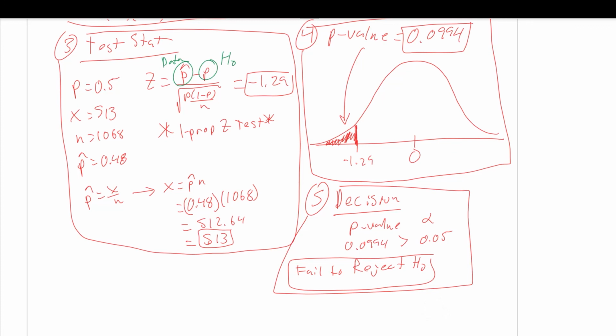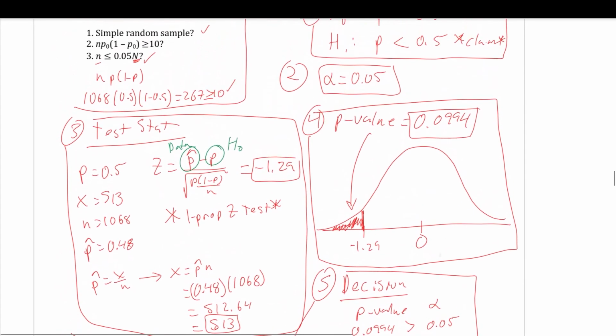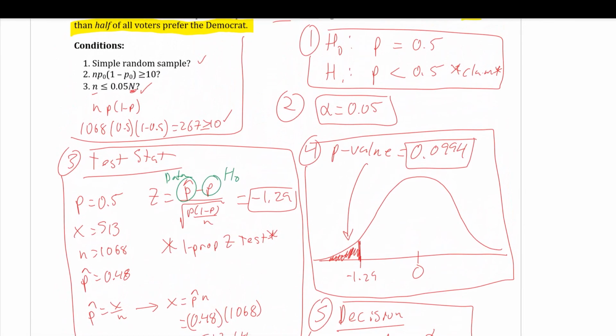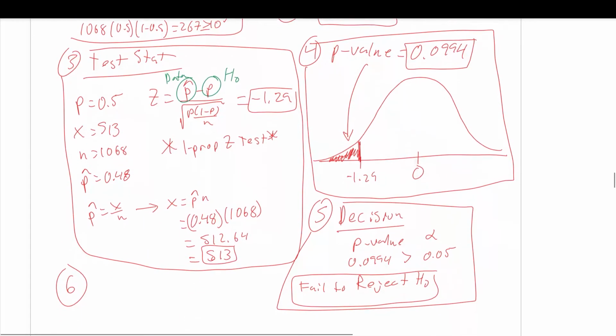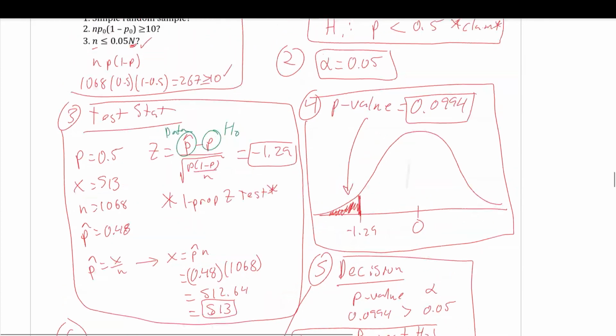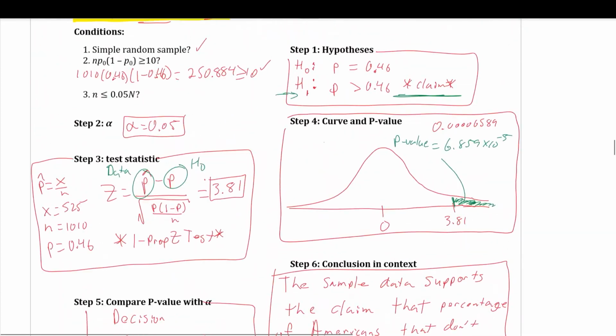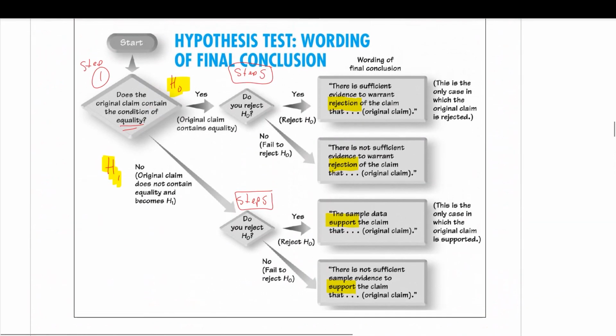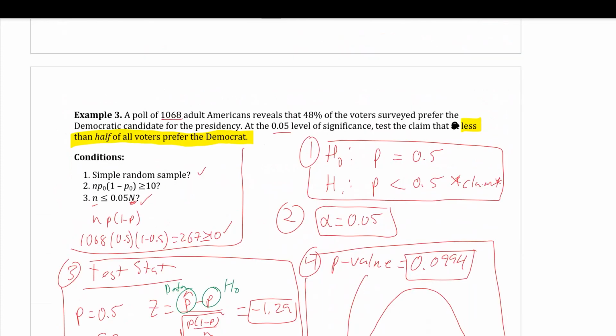Okay, so to come up with a conclusion statement in step 6: the alternative was the claim, and then we failed to reject the null hypothesis. Let's go up to the flowchart up there. We follow this. The alternative was the claim, so we're down here, and we failed to reject, so we use that bottom one. So there is not sufficient sample evidence to support the claim that less than half of all voters prefer the Democrat.